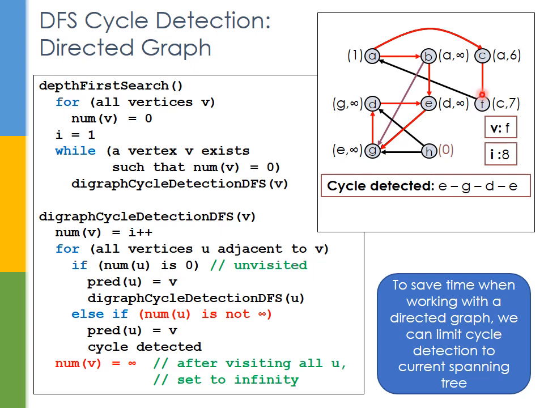And now we need to consider the vertices that are adjacent to vertex F, and we see there's only one adjacent vertex, which is vertex A at this point. So that's the next vertex that we will consider. We look at the number for vertex A, and we see that it is not 0, and it is also not infinity, meaning that we have now detected a cycle. So we deal with the cycle again, just as we did before.